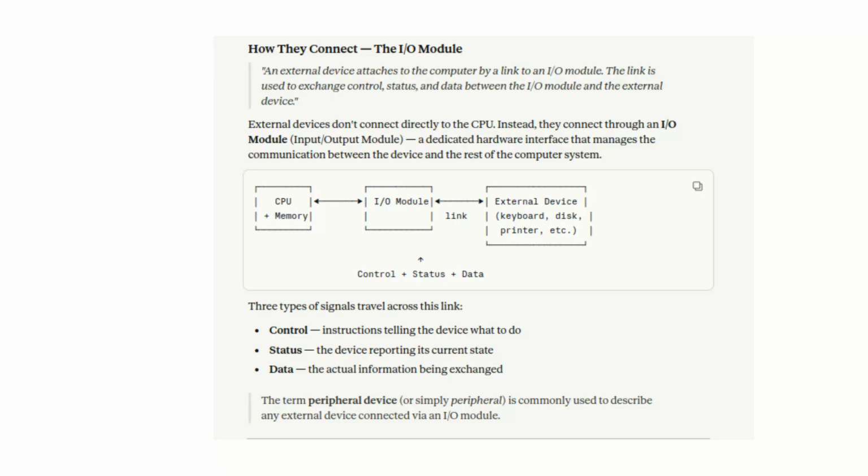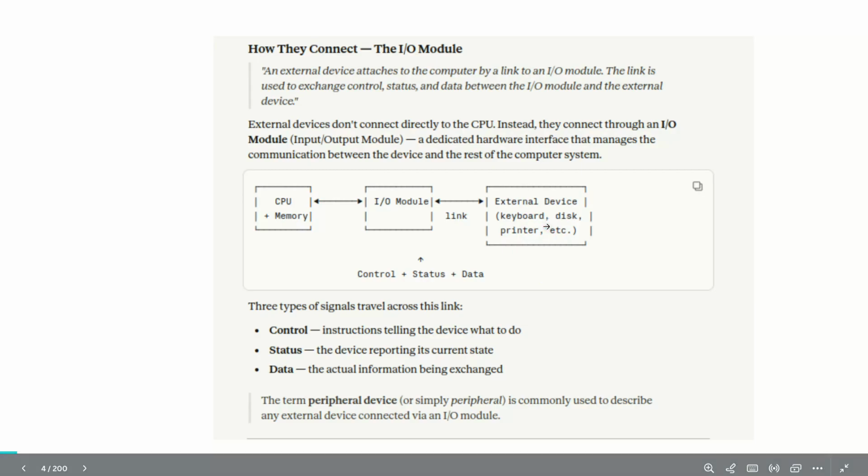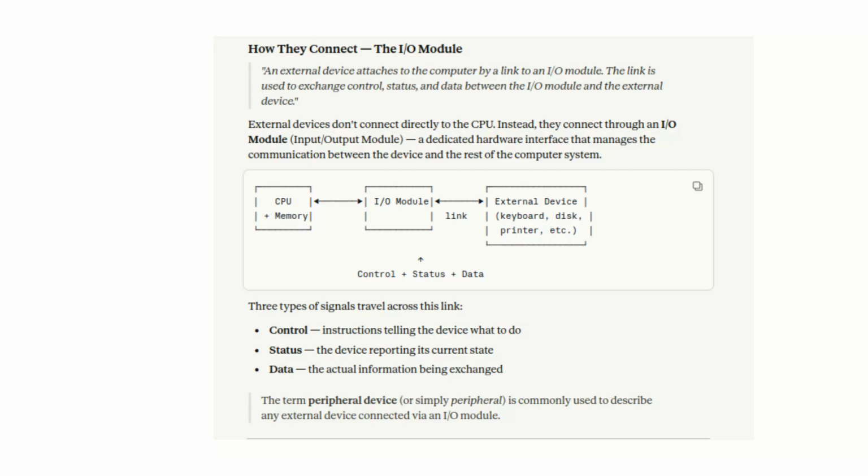Okay, the three signals I told you: control signals, status signals and data. Control signals tell the device what to do. The device reports its current status using the status signals, and data is the actual information which is being exchanged here. Understood? So here you can understand that the term peripheral device is commonly used to describe external devices which are connected via the I/O module. So take a moment to analyze this slide.